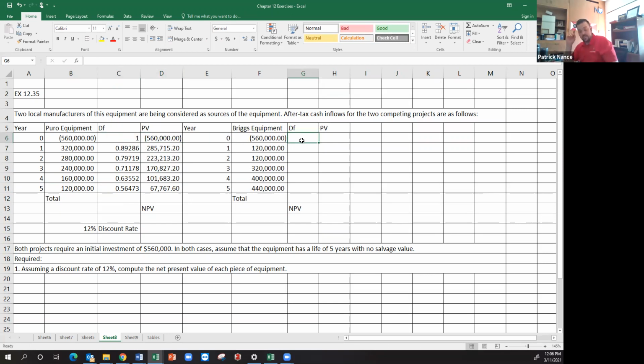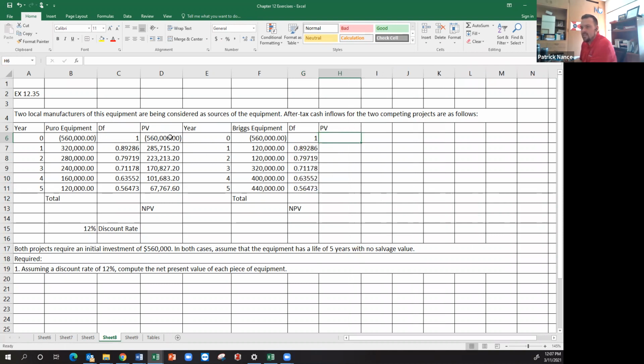Now, the good news is, and I think they did this on purpose to save you time, we didn't have differing discount rates for these two, which means my discount factor is going to be the same for my Briggs equipment as it was for my Puro equipment. So I don't have to go back to the table again. I can just utilize all the same ones that I just got done utilizing for the other equipment and use them again. And then I'm going to have to do the same thing, find the present value of each and every one by multiplying across.